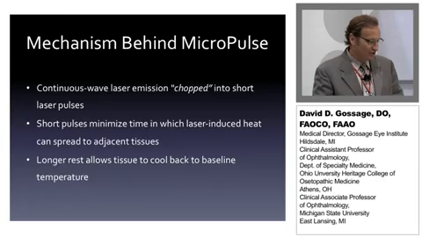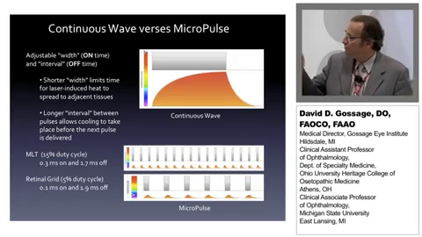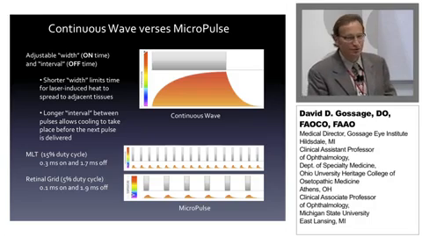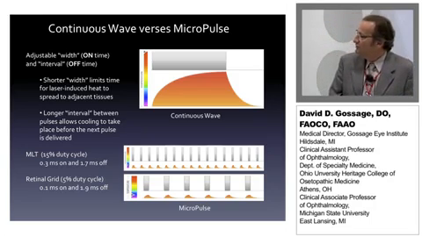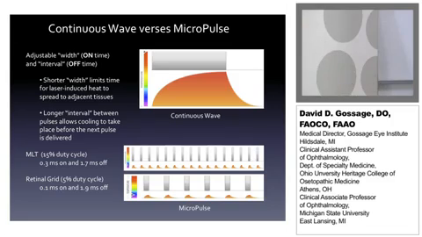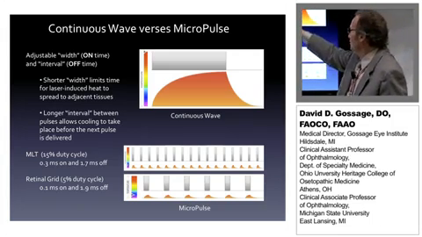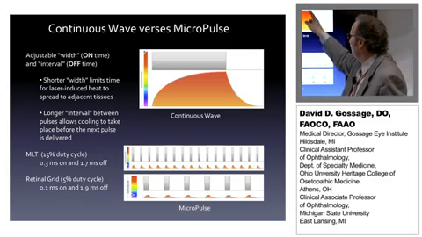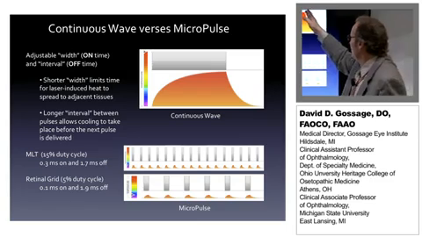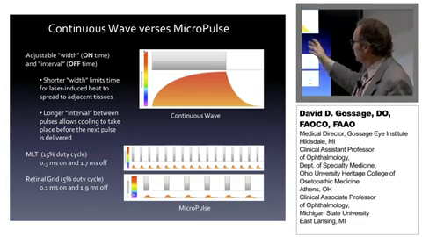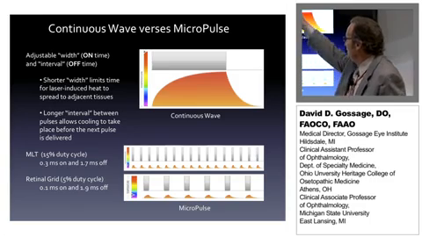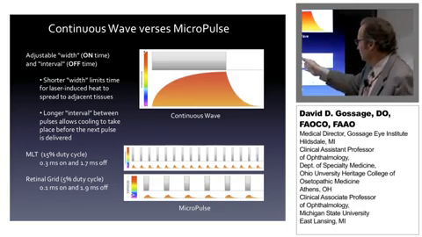If you see the picture on the top, there is a picture of a continuous wave laser. As the laser turns on and goes across, we can see the thermal energy is delivered to the tissues, and you'll see a rise in the temperature of the tissue as the tissue is being treated. Once the laser goes off, then it cools down. As we go into MicroPulse, what we're doing is taking that laser and sectioning it into multiple areas of treatment.